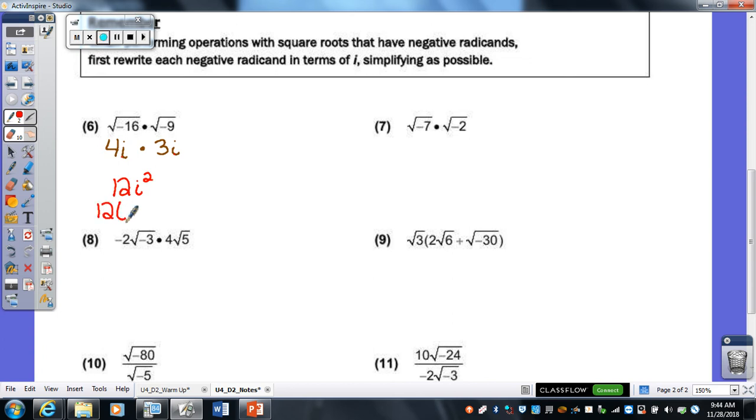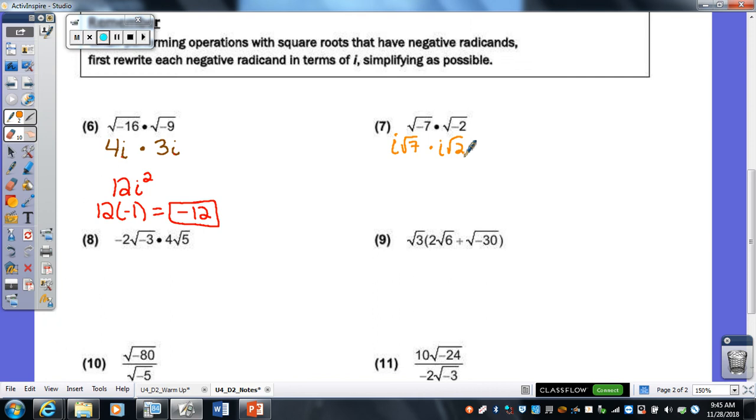-1. So this is really 12 times -1, which would be -12. You should never have an exponent higher than 1 on your i's. So for 7, all you can do is take the negatives out of those radicals. Those aren't perfect squares. 7 and 2, and there's not a perfect square that goes into 7 and 2, so those are going to stay as radical 7, radical 2.